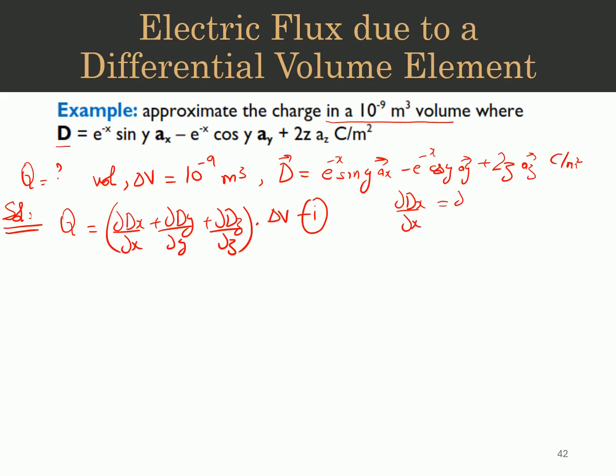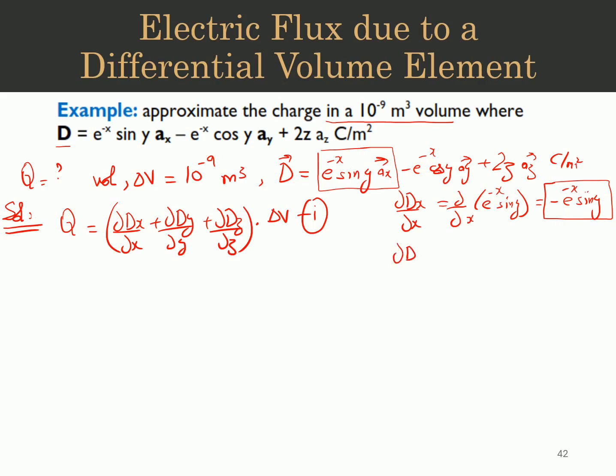So that is going to be the partial derivative with respect to x. In this expression of D, we are only going to find the partial derivative of the components that have a value of x. So it is going to be minus e raised to the power minus x sine of y. Again, we take the partial derivative only associated with that variable, which is x.